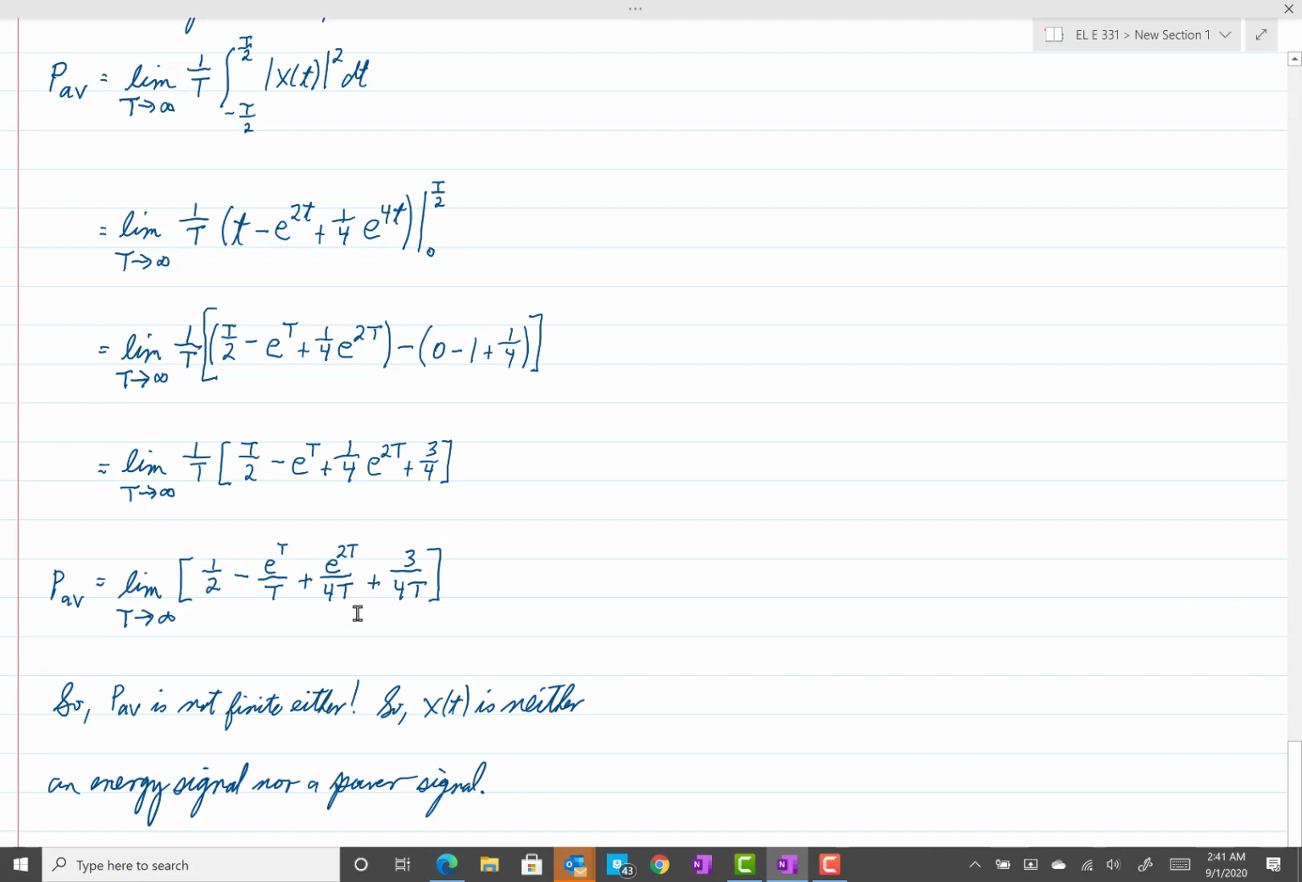And so it's not finite. In this case, the P average is not finite either. We've already found that the energy was not finite, and the average power is not finite either. So x of t in this case is neither an energy signal nor a power signal.